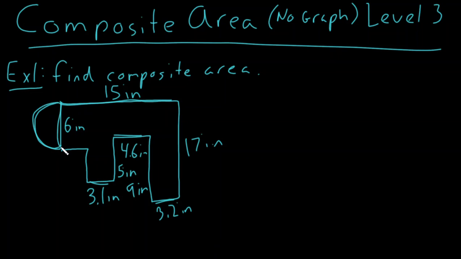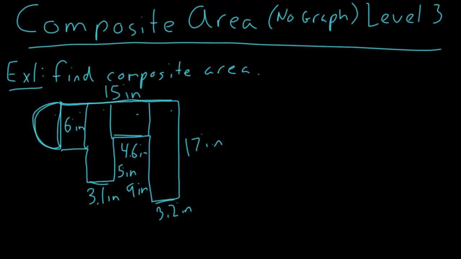Now, we want to start by breaking this down, and I would actually use vertical lines here rather than horizontal lines because I believe that this would actually be a little bit easier. And we see that we have 1, 2, 3, 4 rectangles and a semicircle that we're going to have to find the area of each of these things.